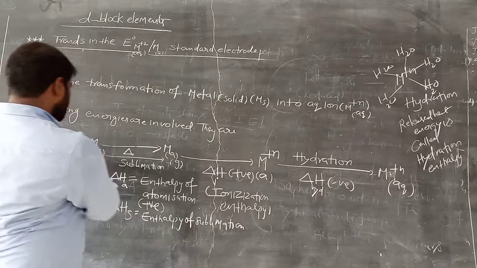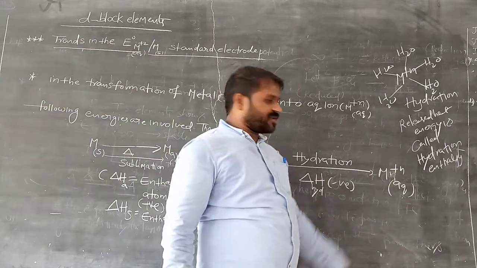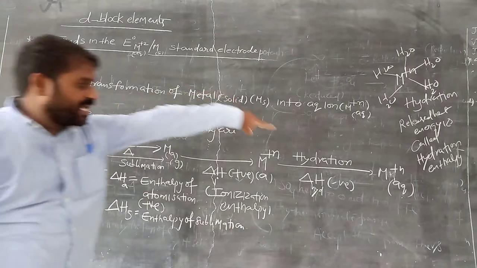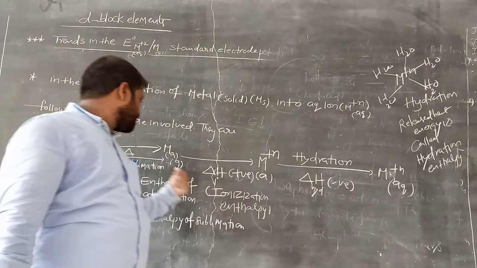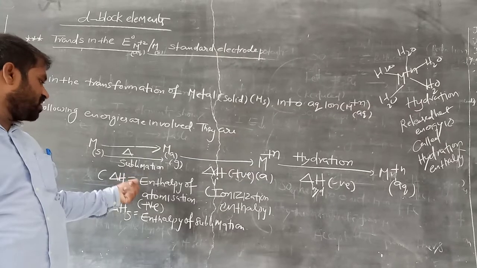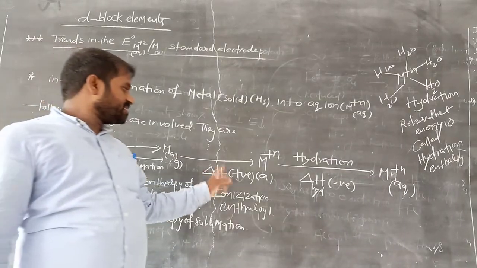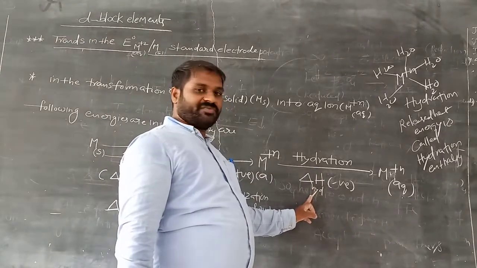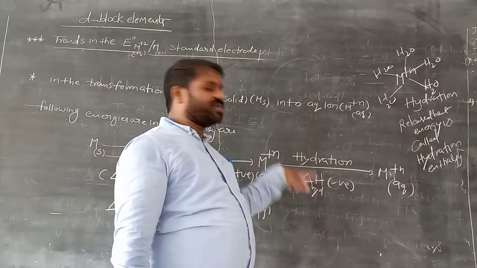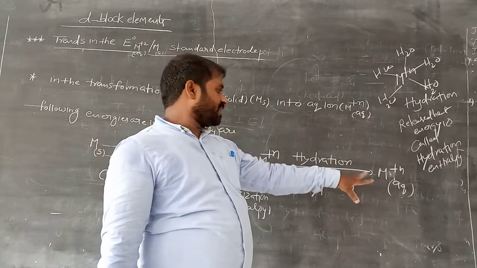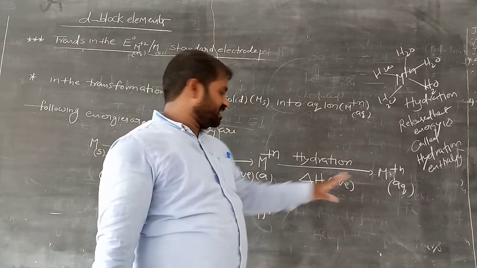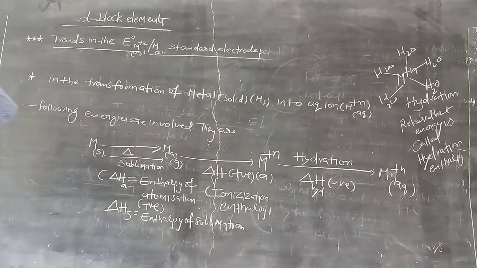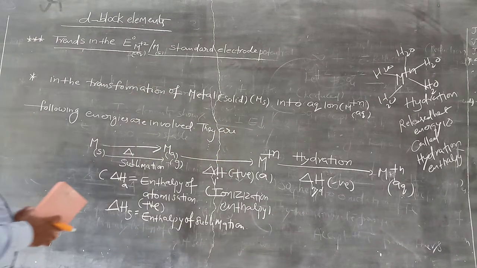Then only it becomes M n plus aqueous. That means M solid is converted to M n plus aqueous. Okay, clear or not? These two are positive. First it is converted to gas, and this energy is called enthalpy of atomization. Then we remove the electron, applying ionization energy. What about this one? This is hydration energy. Why? When these ions are dissolved in water, they release energy. So that phenomenon is called hydration energy. In this manner, M metal solid is converted to ion. Clear?